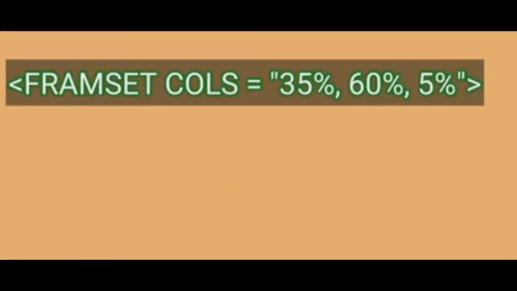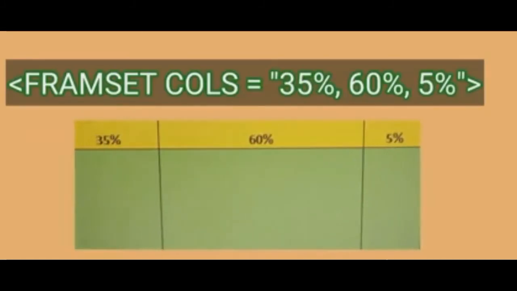Attributes of frameset tag. First one is COLS, that is column. This attribute is used to divide the browser screen into a number of vertical frames, that is columns. Example, tag frameset COLS equal to, in double quotes, 35%, comma, 60%, 5% and close the tag. The above markup divides the screen into three frames.